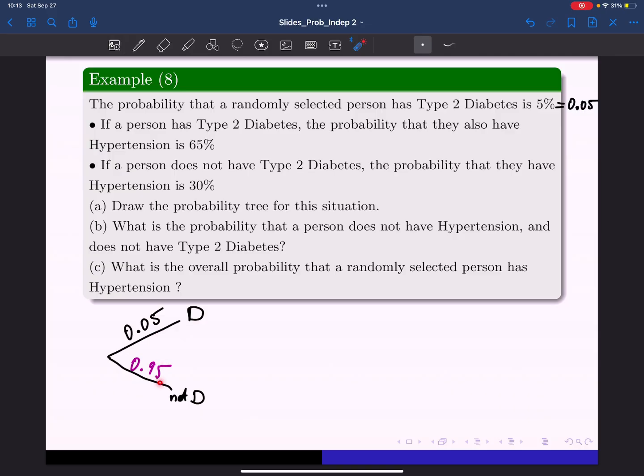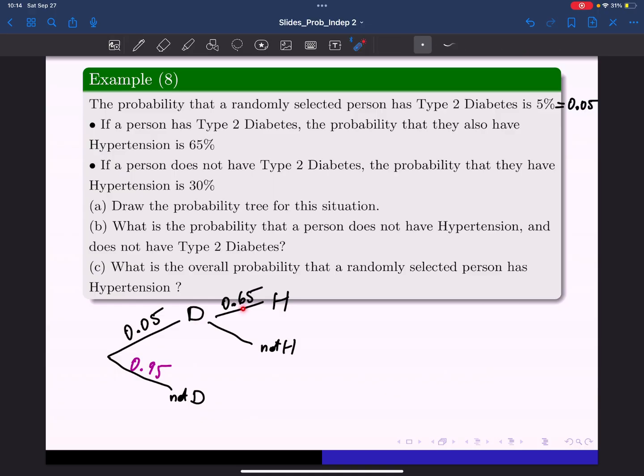One more time, they always need to add up to 1. So one of the branches is given. The second one you calculate by subtracting it from 1. Now, if we have diabetes, we can also have hypertension. So this is hypertension. Here would be not hypertension. H stands for hypertension. So now on the first one, if the person has type 2 diabetes, then the probability that they also have hypertension, so hypertension given that they have diabetes, is 65%. So it's 0.65.